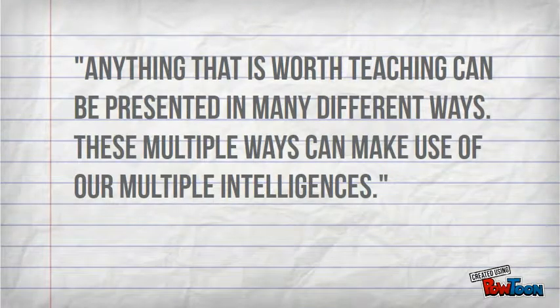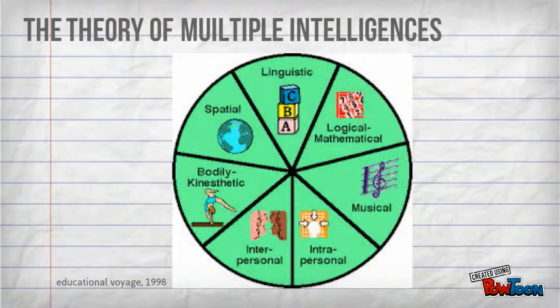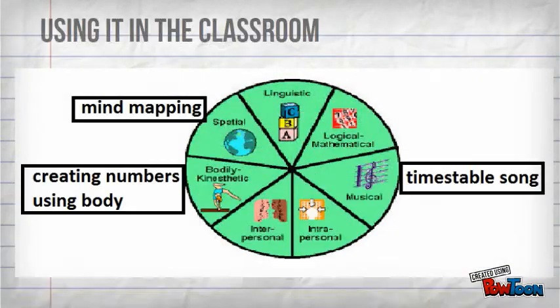Howard Gardner once said, "Anything that is worth teaching can be presented in different ways. These multiple ways can make use of our multiple intelligences." The multiple intelligences include linguistic, logical, musical, interpersonal, intrapersonal, bodily, and spatial. Using this in the classroom means to take a subject and teach it in a number of different ways.